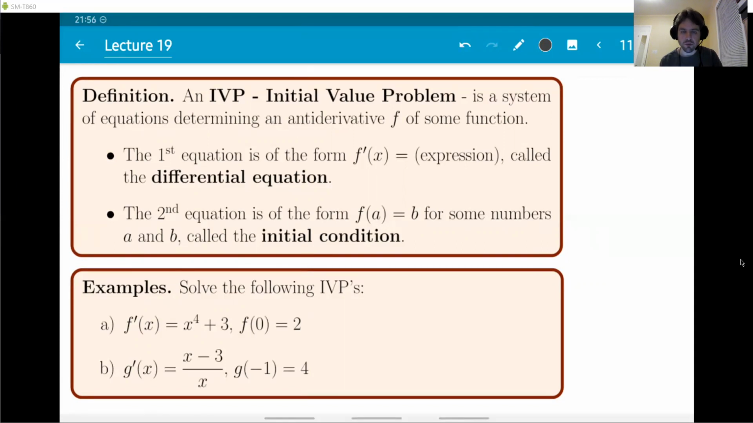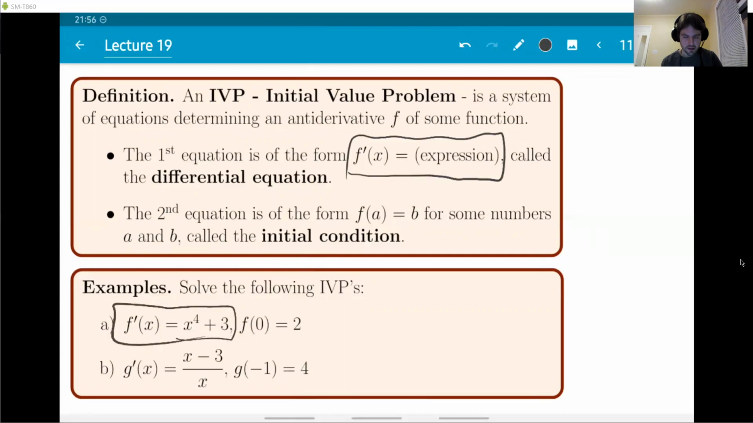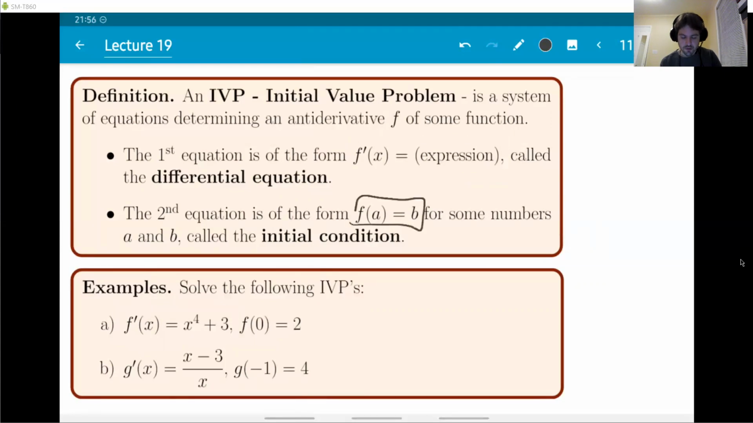Okay, so what do we mean by this? The first equation is going to be of this form: f prime equals some expression. Look down here. This is the one that's called the differential equation. And then the second equation is going to be something of this form, f of a equals b. So it's called the initial condition. So something like this.